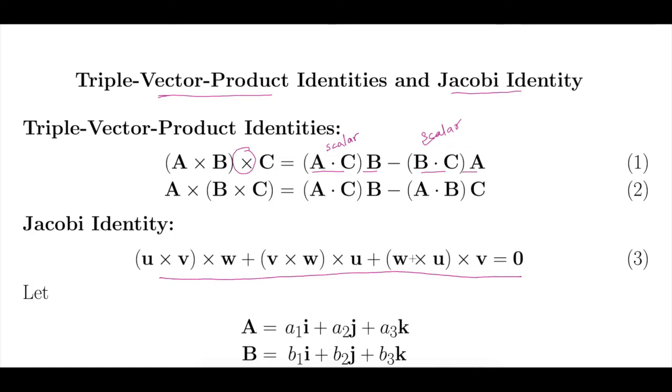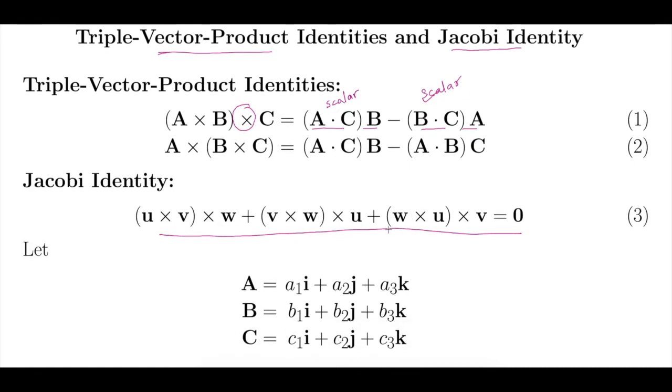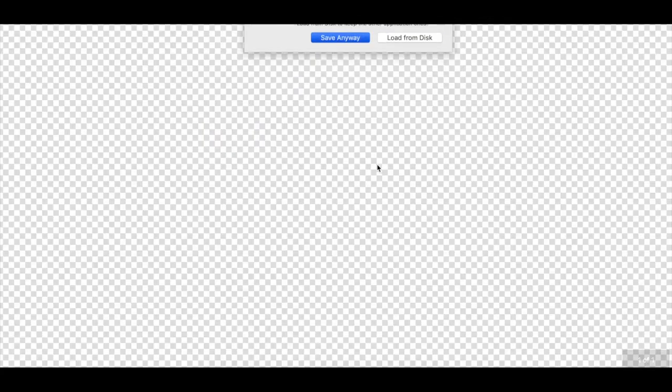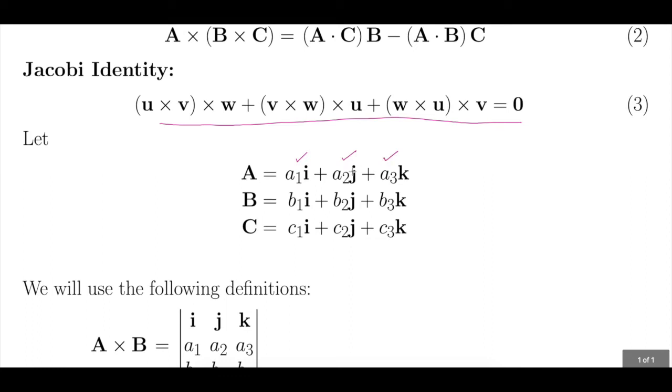Okay, so since we are talking about three-dimensional vectors, we can say that the vector A is composed of the I component, J component, and K component, which is A1, A2, A3, and similarly B is B1, B2, B3, and C is C1, C2, C3, which are I, J, and K components respectively.